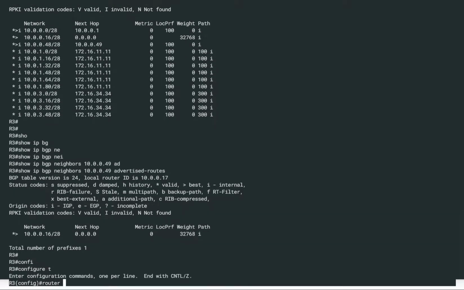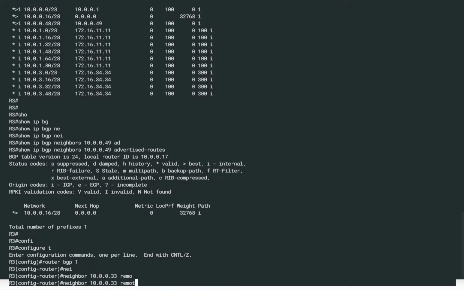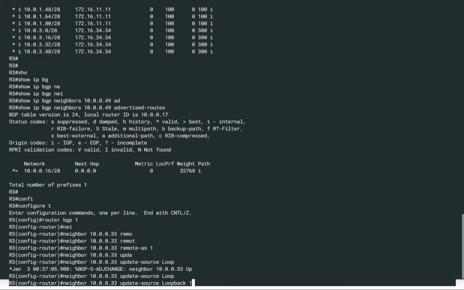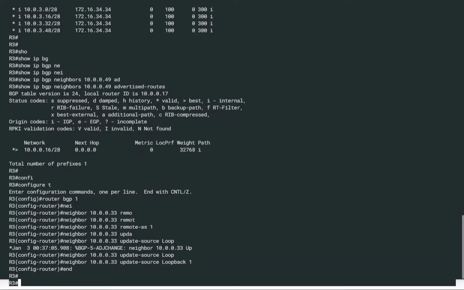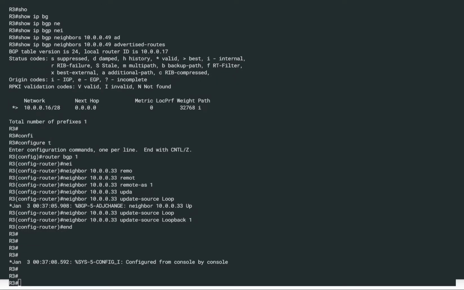We'll do the same thing with BGP 1 with a neighbor IP address of 10.0.0.30 with a remote AS of 1, and again the update source would be loopback 1. And we can see that the neighbor relationship has come up. Again, this was not needed, but we just wanted to make sure everything is working.